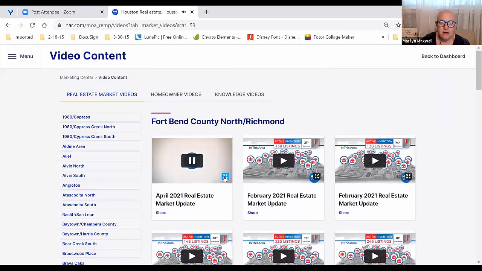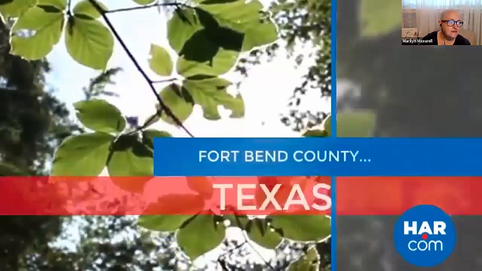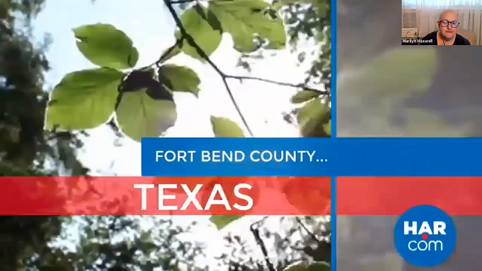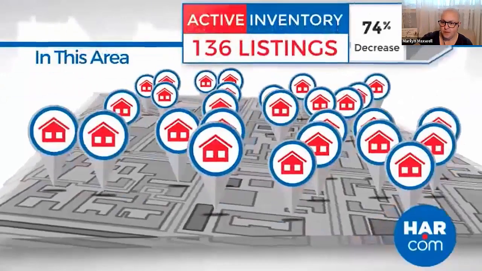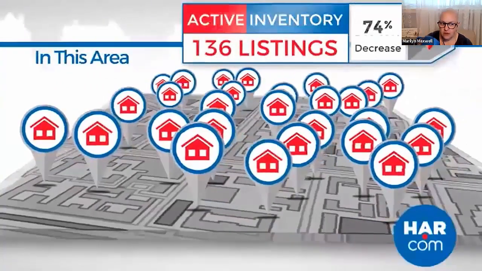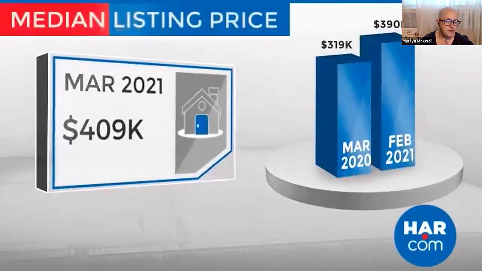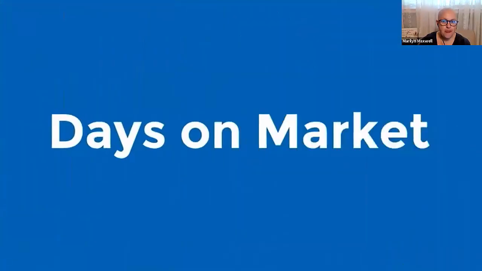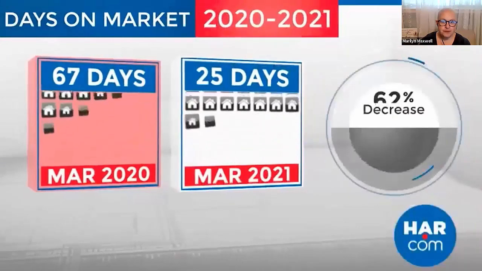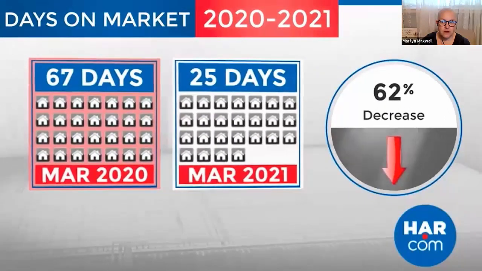We know the market and are here to help you. Welcome to April's Market Update. Let's take a look at residential real estate activity in your area during the month of March. The number of active listings was down 74% from 1 year earlier and down 10% from the previous month. As you can see, the median listing price for the month was just under $410,000. Compared to last year, the average number of days units spent on the market before being sold was down 62%.